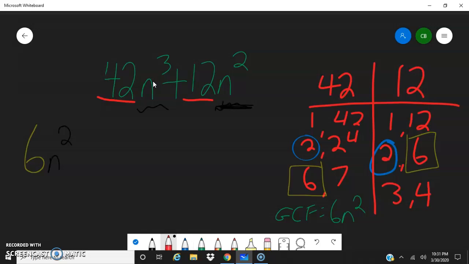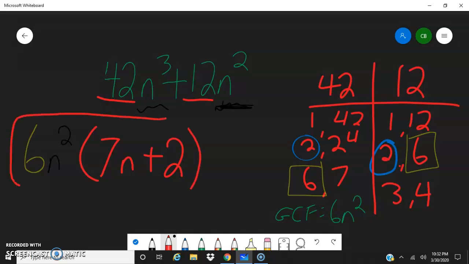So now what we have left, just like we did on the other one, we're going to divide. So 42n cubed divided by 6n squared. That's going to give me, well, 42 divided by 6 is 7. And then subtract the exponents. So n cubed minus n squared is just going to be n. And then here we go, 12 divided by 6 is 2. And the n squareds are going to cancel. So this right here is going to be my final answer.